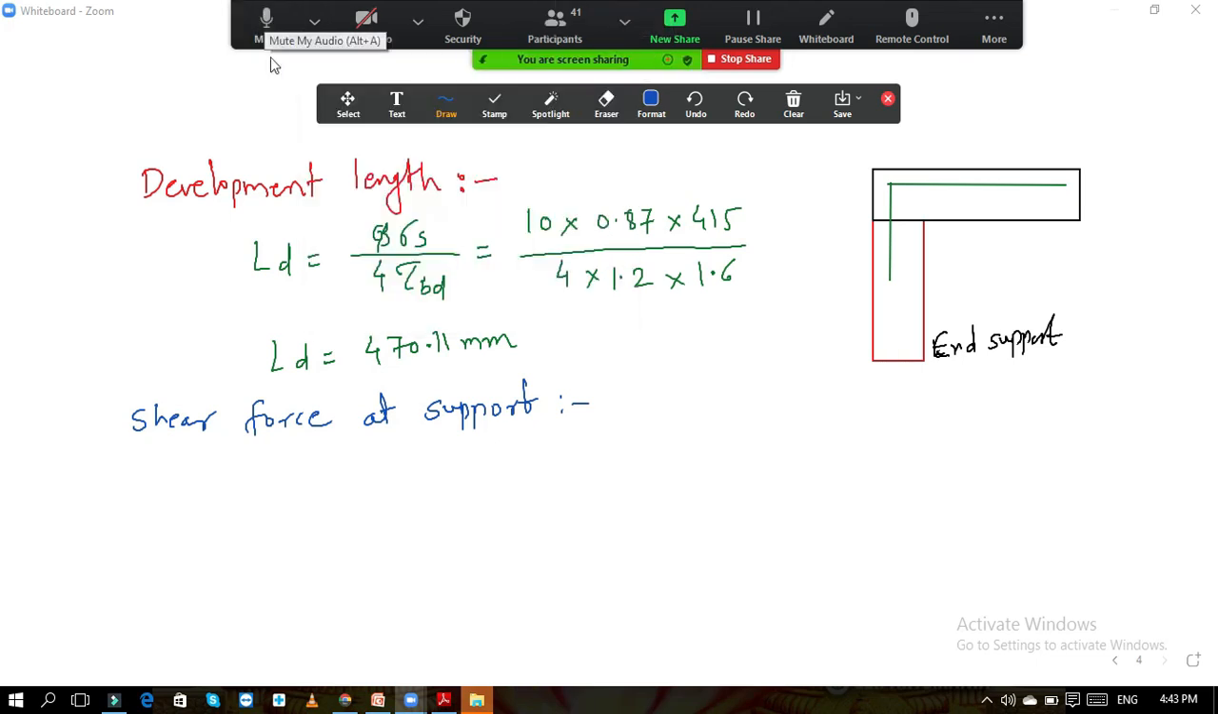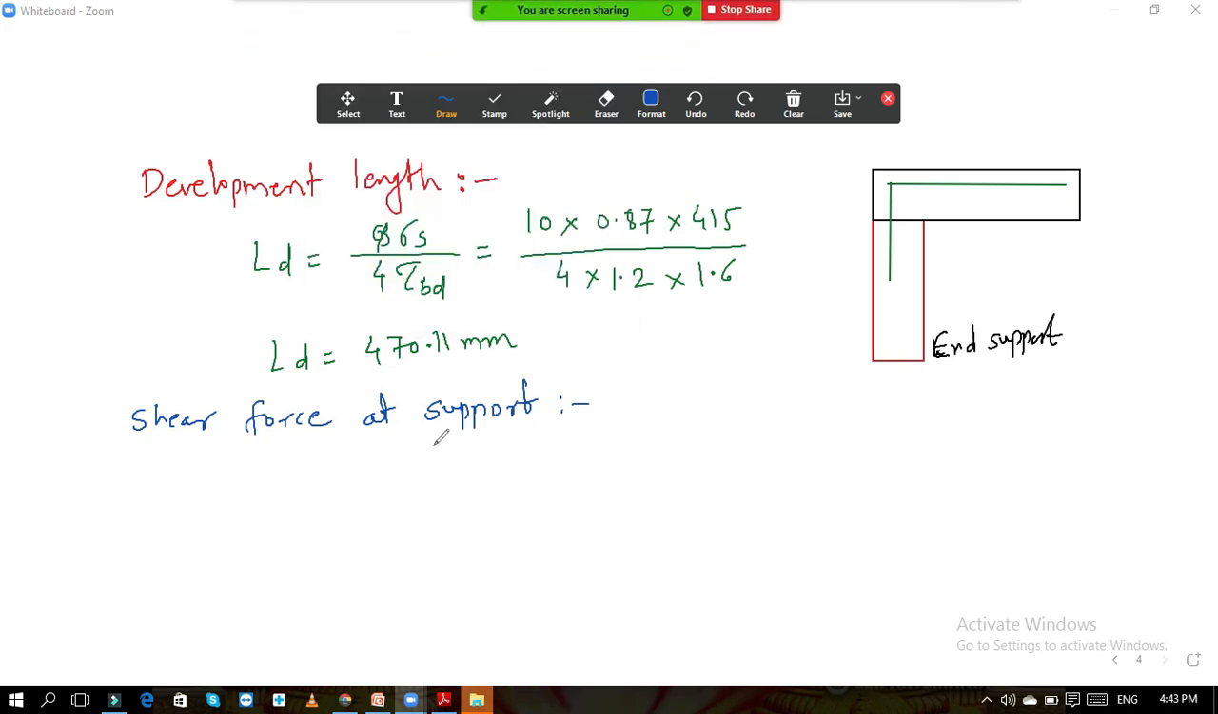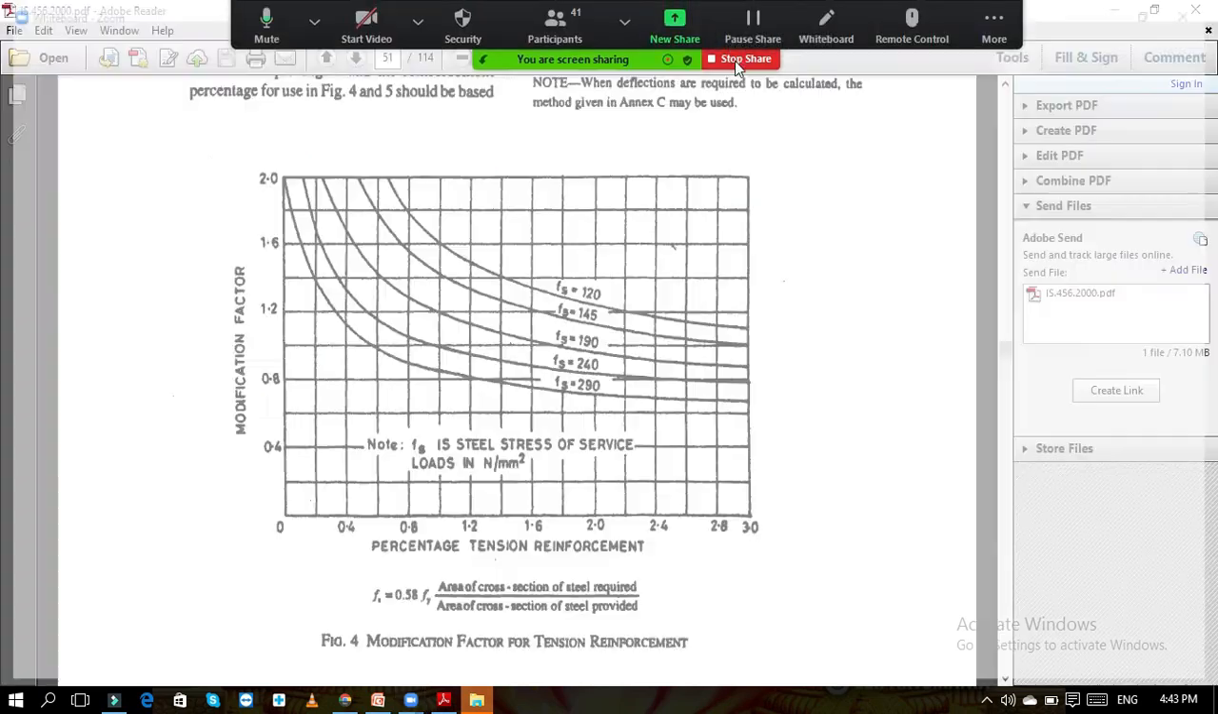So shear force at support now we want to calculate. Here development length is at near support. So we want to calculate the value of shear force at support. So again we will go to the IS code.